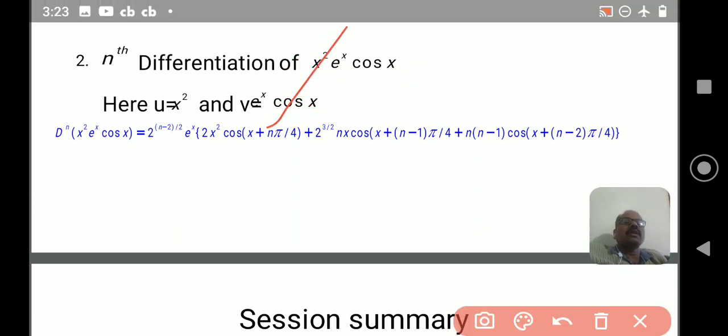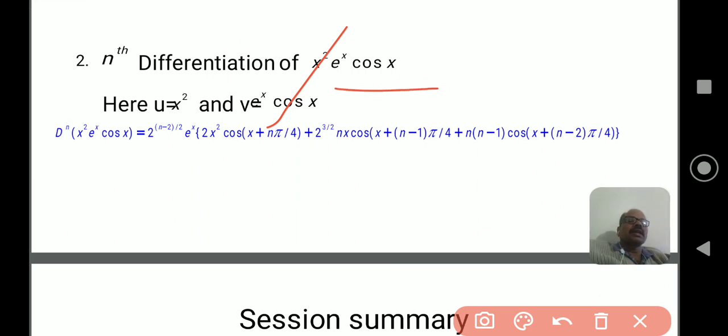x square is one term, and e power x into cos x is another term, because you have the nth order derivative formula for it. I am choosing x square as the reducible function. You can differentiate it twice, and automatically x square becomes 0. Okay, you can take v equal to e power x cos x, which is never equal to 0.